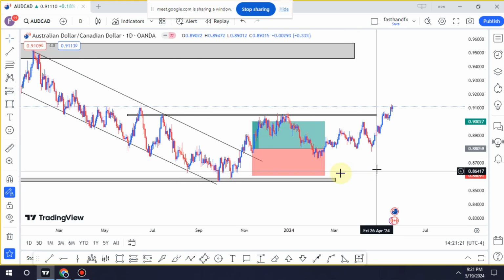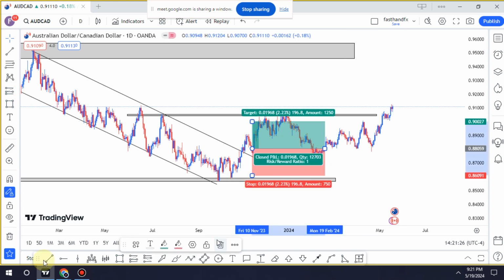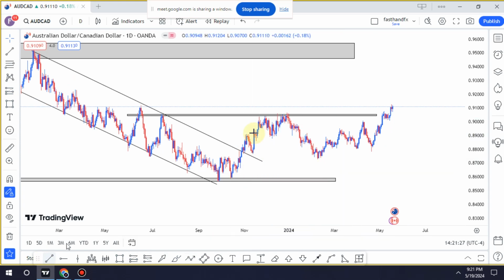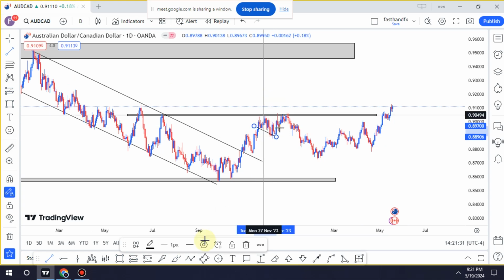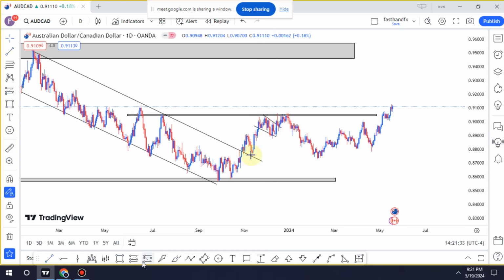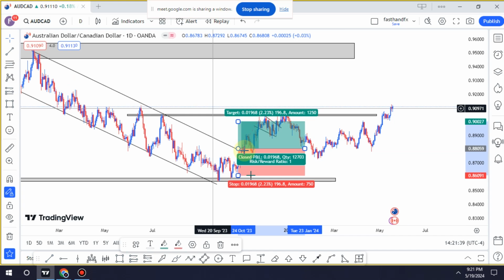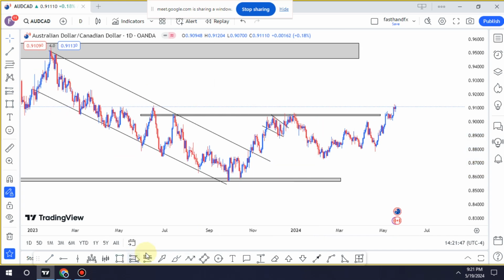Now remember, let me give you another scenario. If I move this, we have another continuation pattern right here. Now this is it, you see. I said the best place to take your entry is immediately when you see price breaking out of the bigger version of a bullish flag or a bearish flag. Now if price is already gone, I do recommend you avoid that trade.